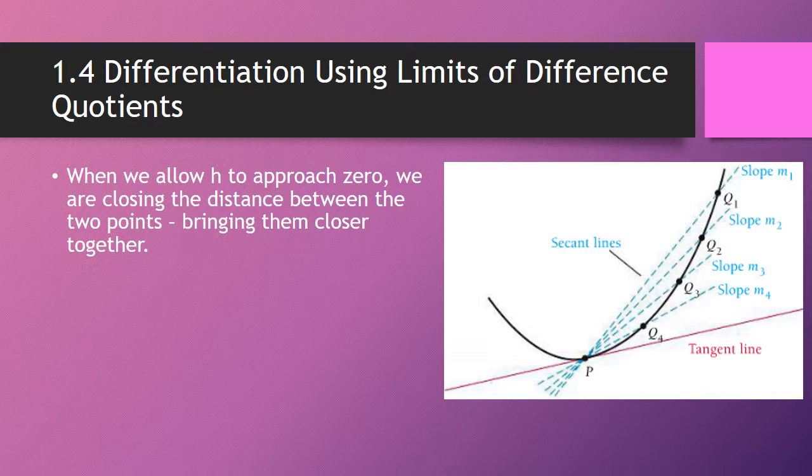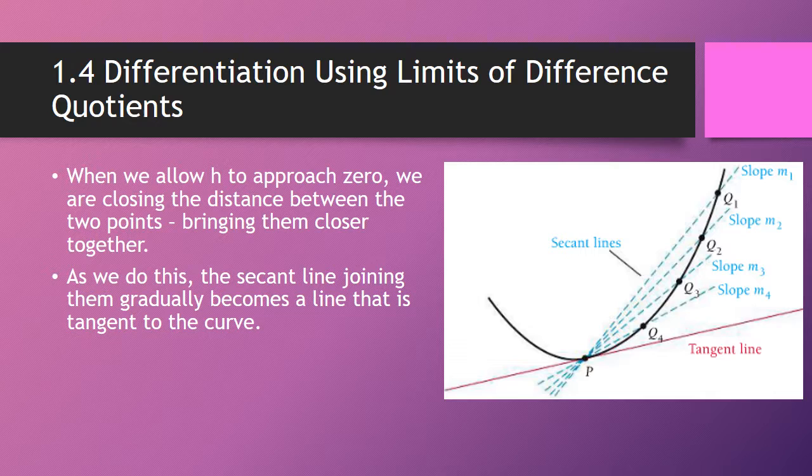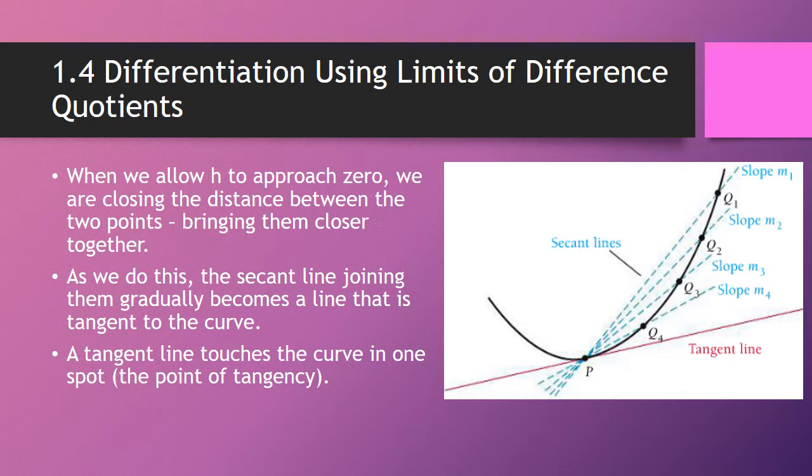Well, when it touches P, that secant line, that line between P and Q, suddenly goes from being a secant line to being a tangent line. A tangent line is a line that touches the curve at one point. A secant line is a line that goes through 2 points on a curve. A tangent line touches the curve at one point. So if we could bring the 2 points together where they're on top of each other, then instead of a secant line, we would have a tangent line.